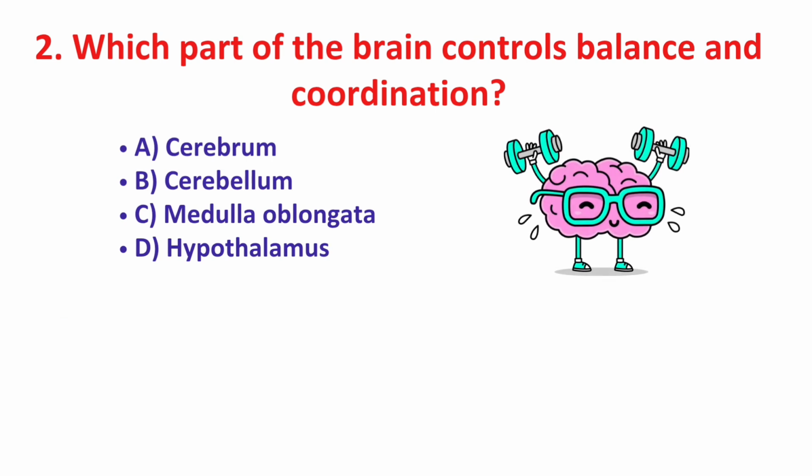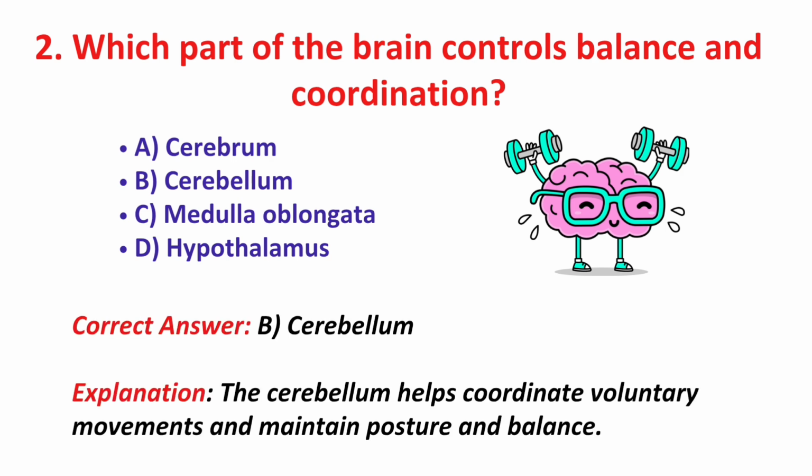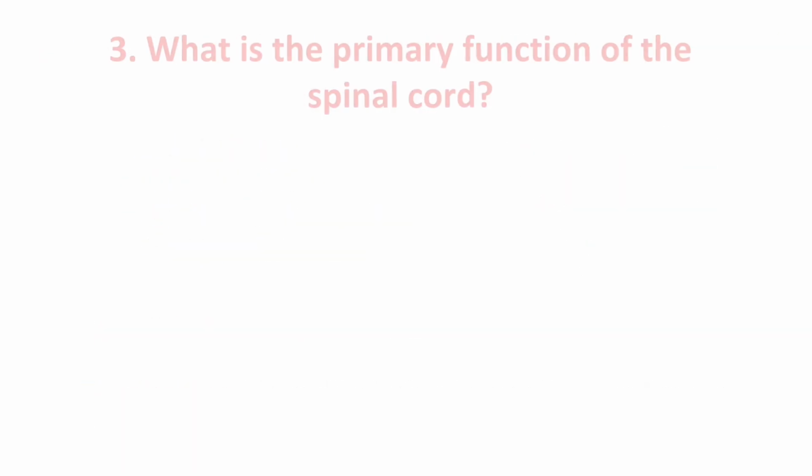Question second, which part of brain control the balance and coordination? Options are cerebrum, cerebellum, medulla oblongata and hypothalamus. And the correct answer is option B, cerebellum. The cerebellum helps to coordinate voluntary movement and maintain the posture and overall body balance. So the correct answer is option B, cerebellum. Control the balance and coordination.